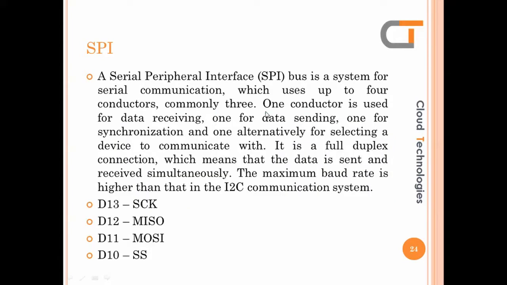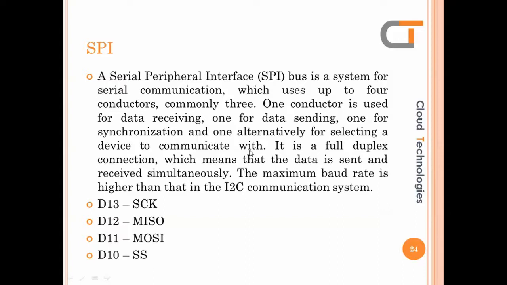Next, SPI. SPI is the serial peripheral interface bus. It's a system for serial communication which uses up to 4 connectors. In SPI we have to use 4 connecting wires between 2 devices, commonly 3. One connector is for data receiving and one for data sending, one for synchronization, and one alternatively for selecting a device to communicate with.